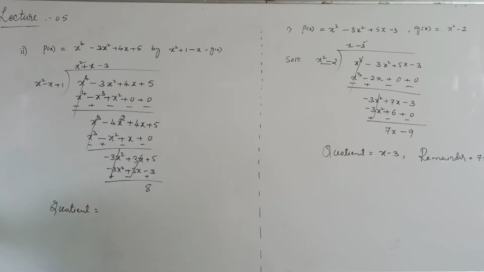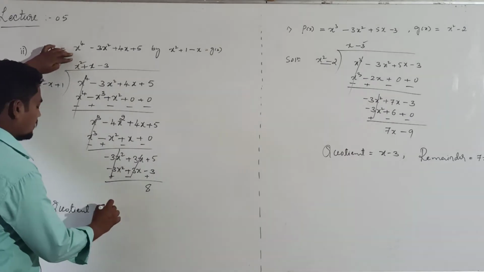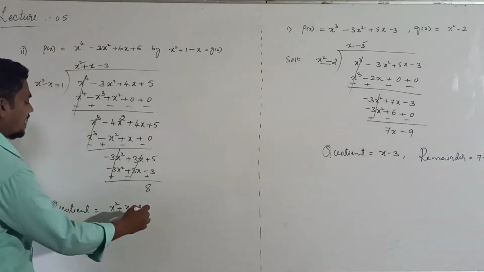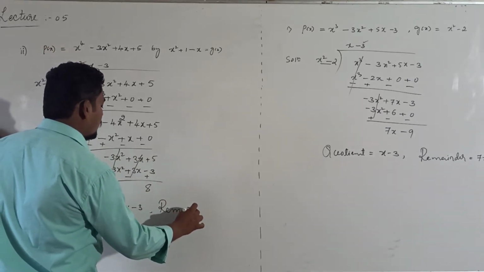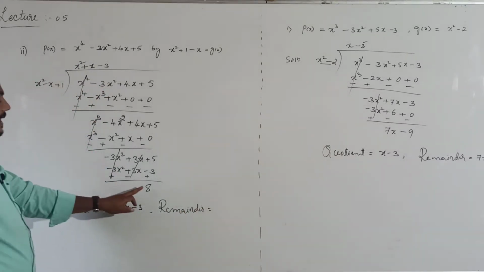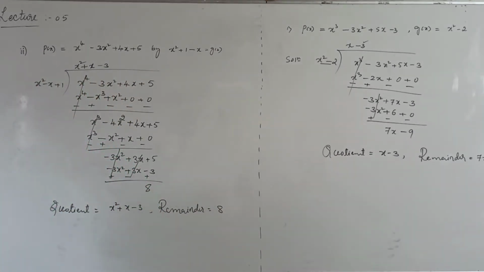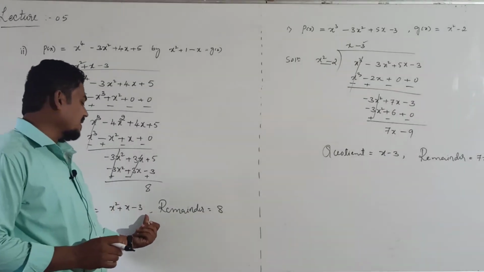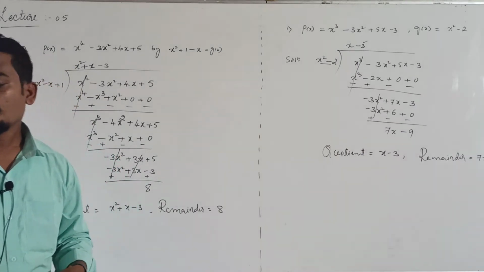Quotient equal to, in this case what is our quotient? This is our quotient, x square plus x minus 3. And what is our remainder? Remainder is 8. What is our requirement? Find the quotient and remainder. Clearly quotient is x square plus x minus 3 and remainder is 8. This is our required answer. Next problem.